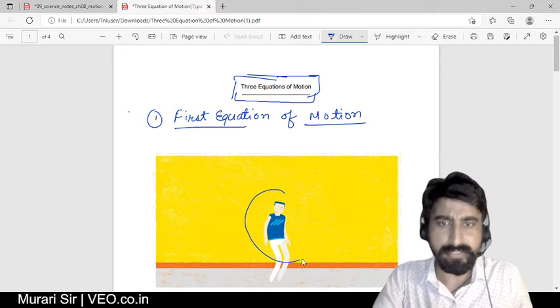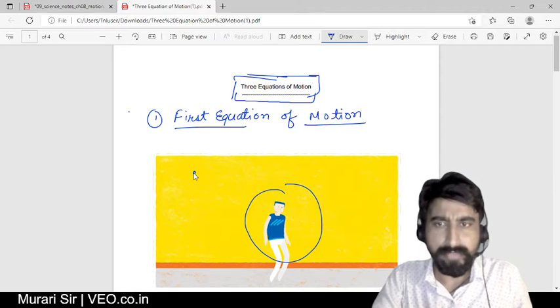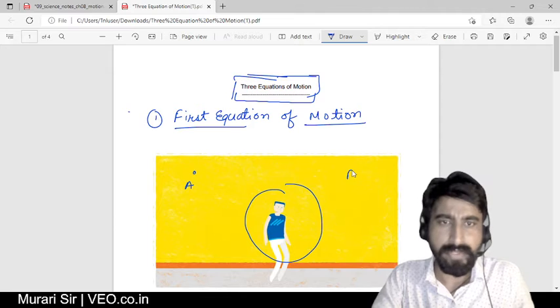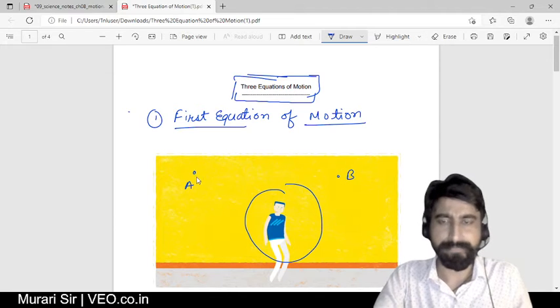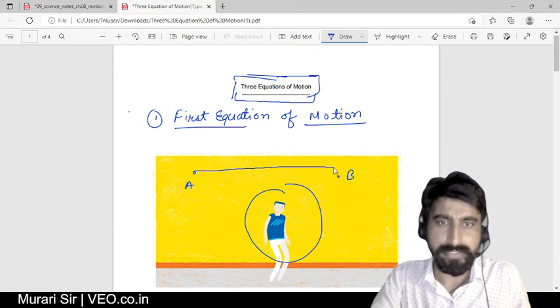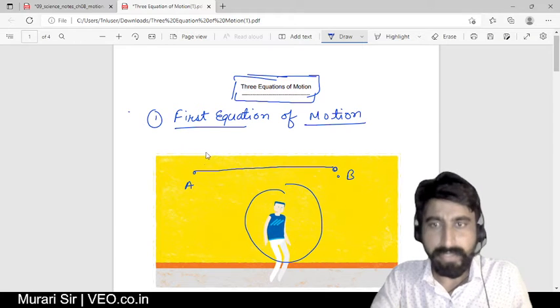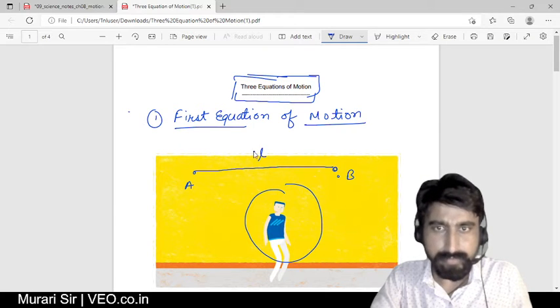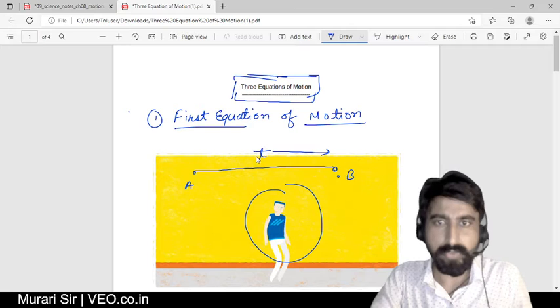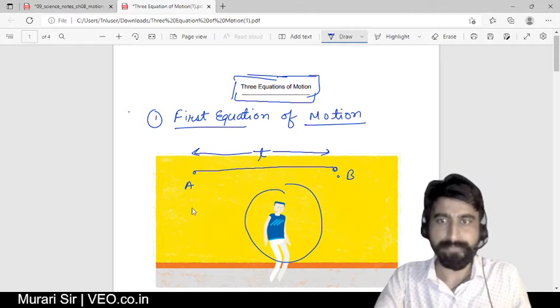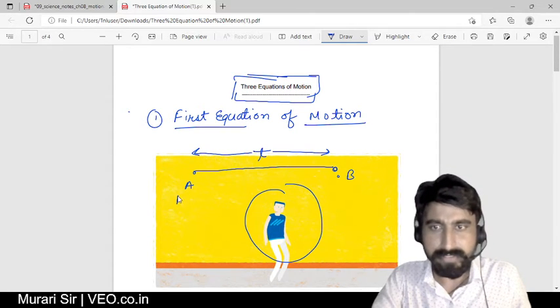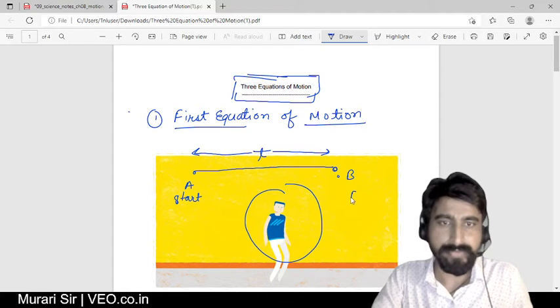You can see this person. Okay, if he moves from point A and reaches point B. All right. From here, he reaches point B. And in this position shift, he took suppose t time. But initially, this is its starting point and this is its final point.